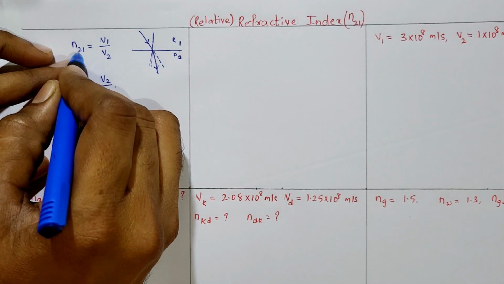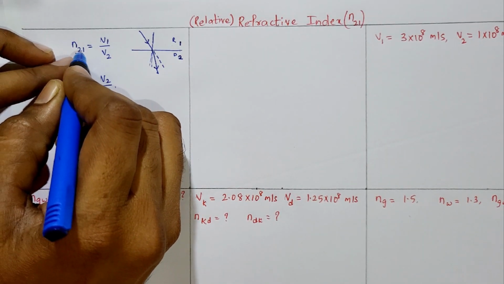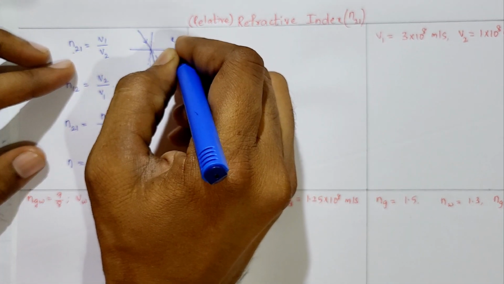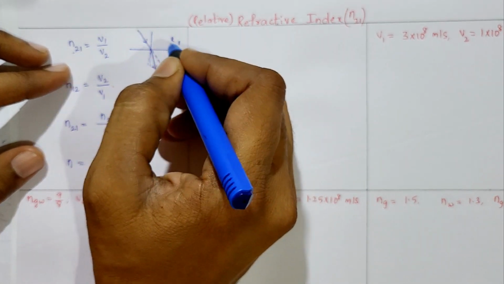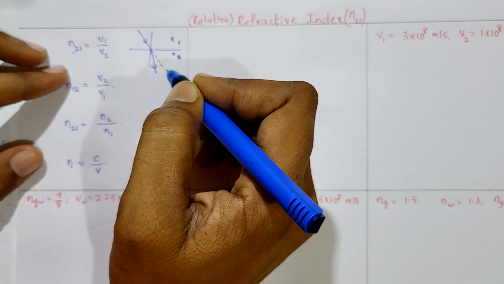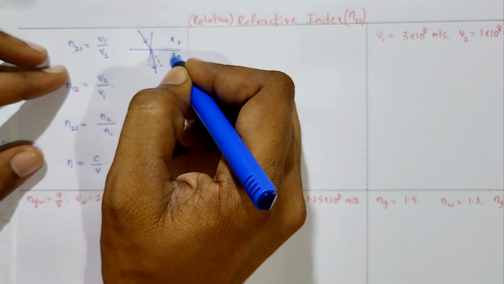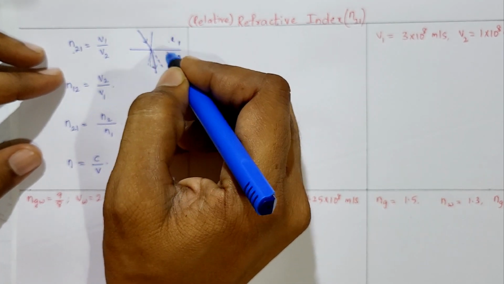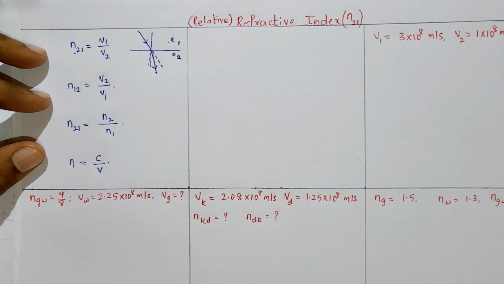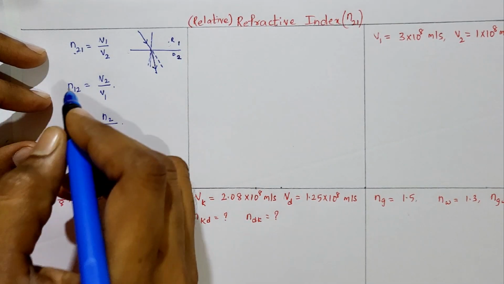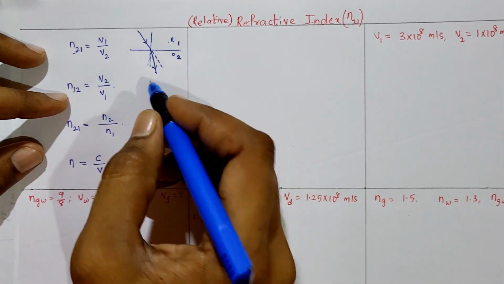That's why here it is the refractive index of the second medium with respect to the first medium. It means that if the first medium is some medium, then with respect to that, when the light ray passes from one medium to another medium, how much difference in speed will happen? That is what we are going to measure here. What are we going to measure here? The refractive index of the first medium with respect to the second medium.